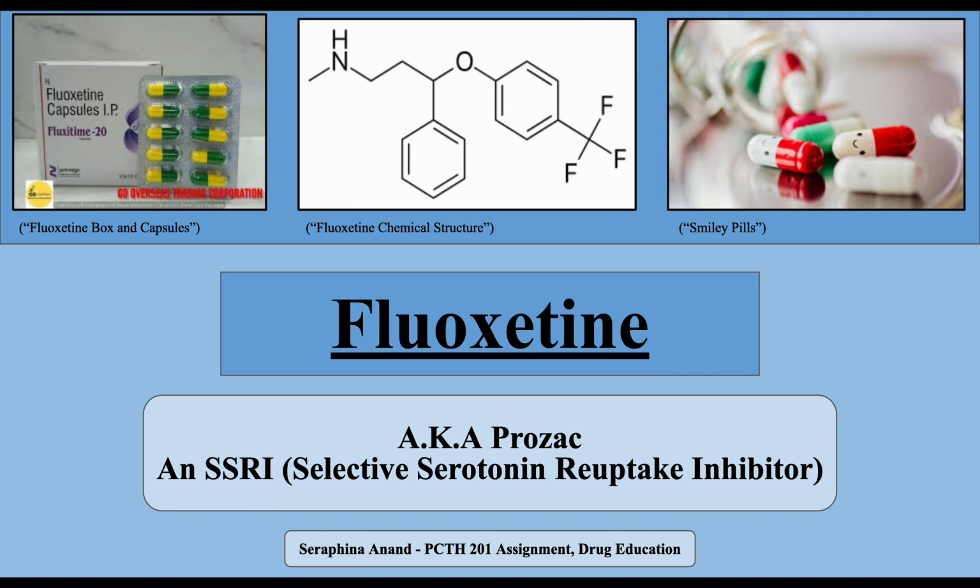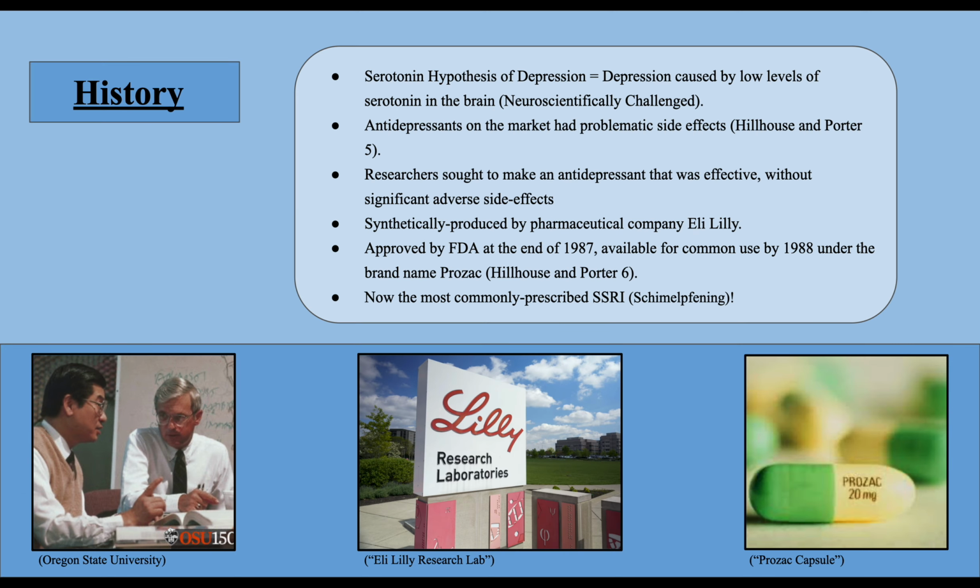Let's get started. History. Fluoxetine was developed based on the serotonin hypothesis of depression, which said that depression is caused by low levels of serotonin in the brain. There were existing antidepressants on the market based on that hypothesis, but they had problematic side effects. So, researchers sought to make another antidepressant that was similarly effective without significant adverse side effects.